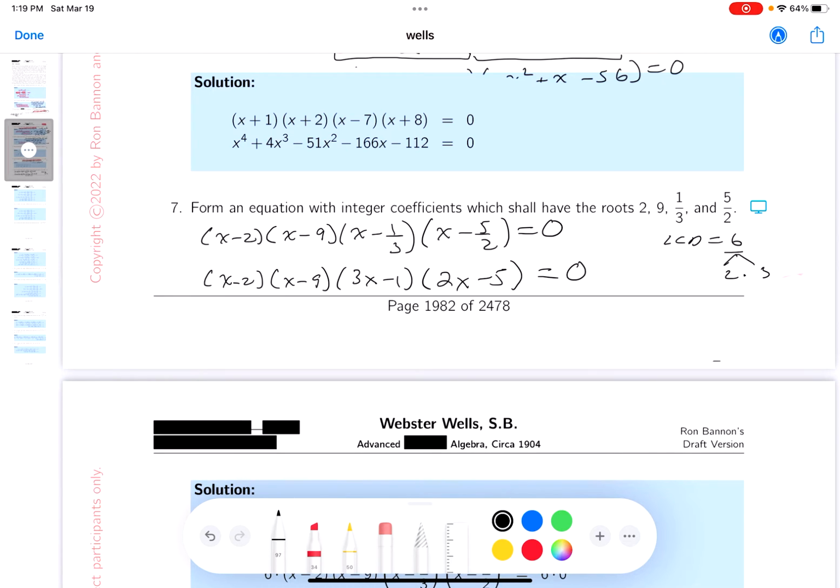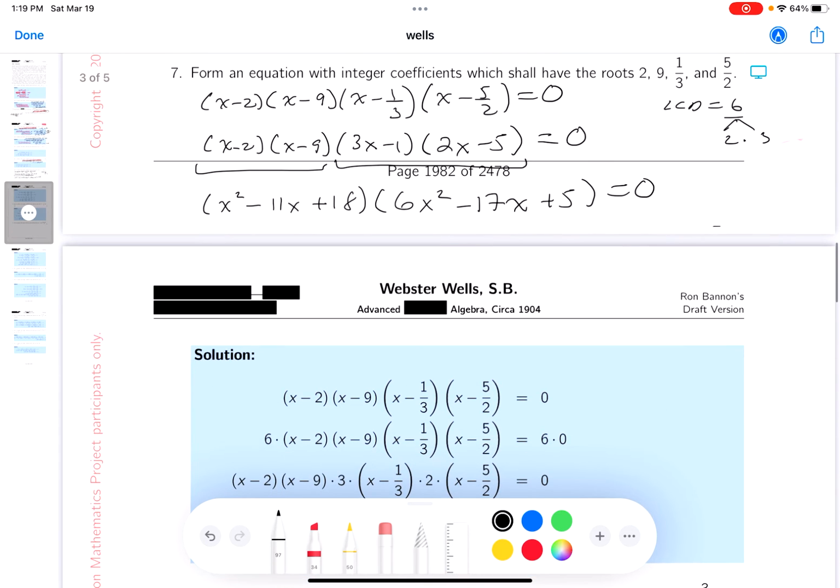What am I going to do now? I'm going to multiply that and see what you get. You're going to get x squared, let's see, minus 11x plus 18. You're going to get 6x squared here. Let's see, minus 15 minus 2 is minus 17x plus 5 equals 0.